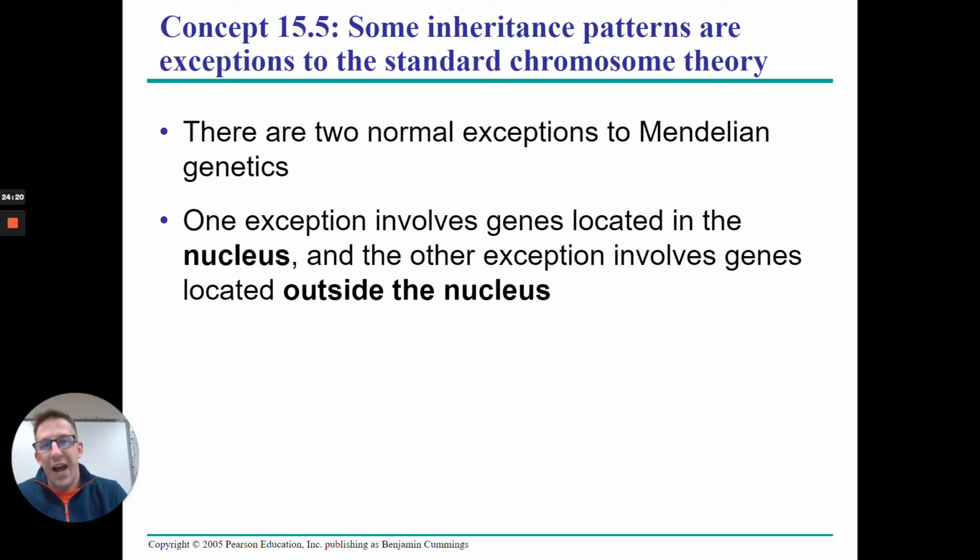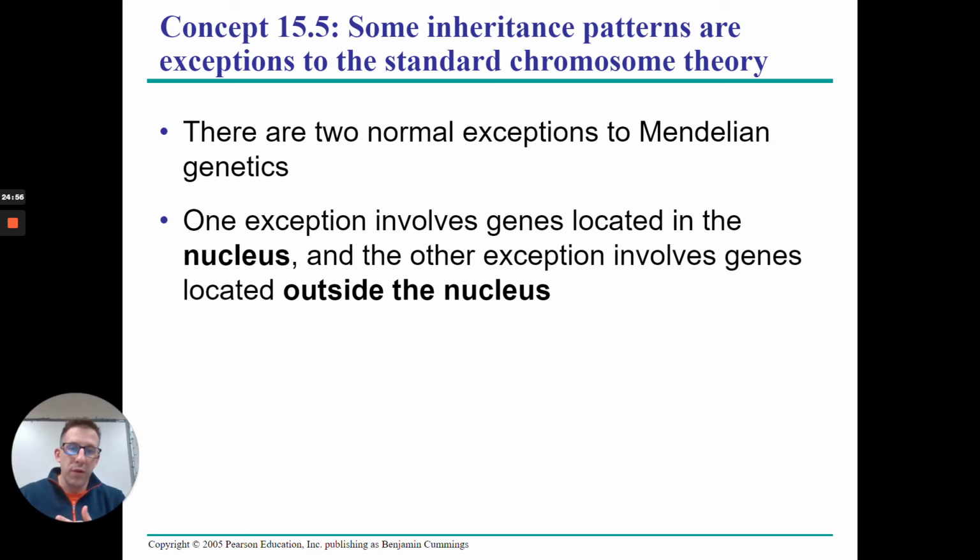All right, section 5 deals with other inheritance patterns. Okay, so this entire chapter has been talking about the behavior of chromosomes and chromosome movement and chromosome alterations and all these different things regarding chromosomes. It's also in our best interest here to talk about some other inheritance patterns that are exceptions to this standard chromosome theory that we've been working through all the way from chapter 13 through chapter 14 and now even into 15 a little bit.